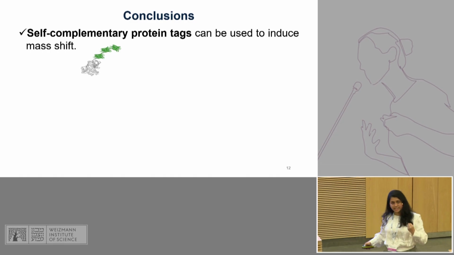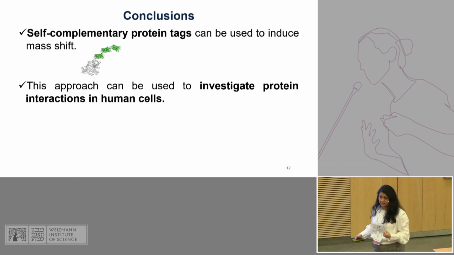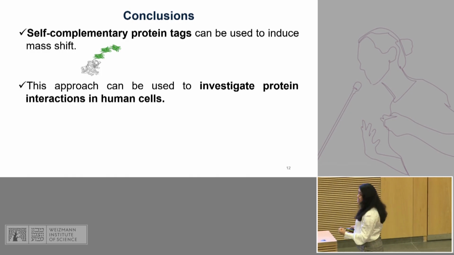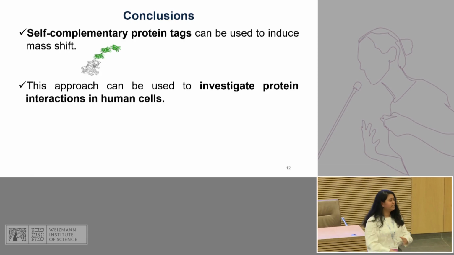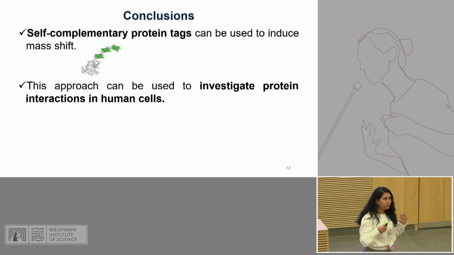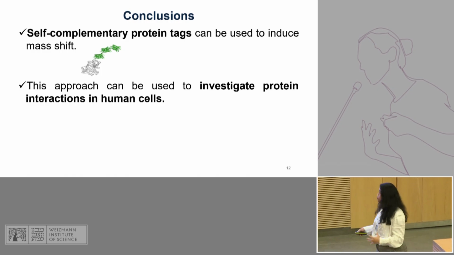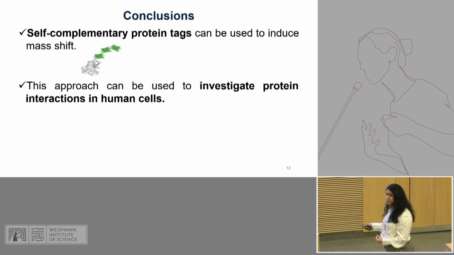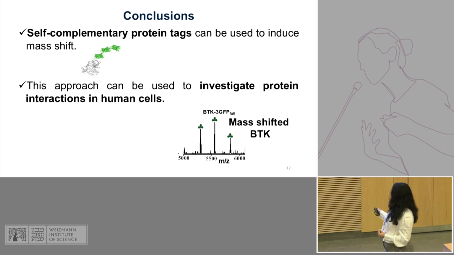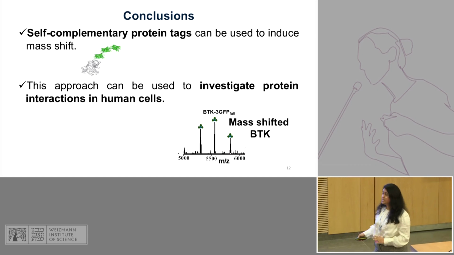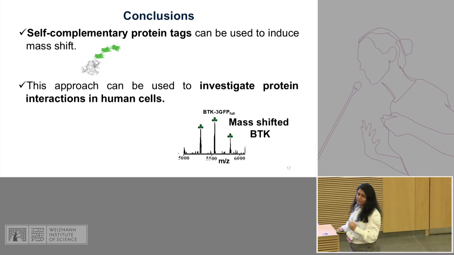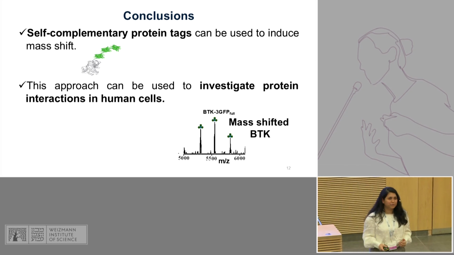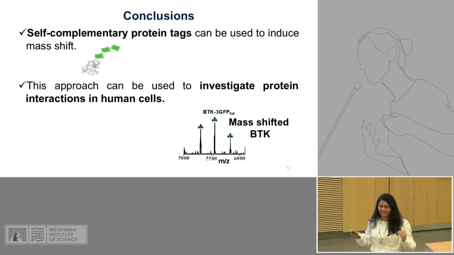As a result, this approach can be used for different protein investigations. Here, I have just talked about BTK, but it can be used for any low expressed proteins. And then we can do studies, such as interactions with drugs. So this is the mass shifted BTK, which is very good for studying any kind of tiny interactions or modifications. Currently in our lab, we are studying the drug binding with BTK, and then we will be able to answer more complex questions in human cells.